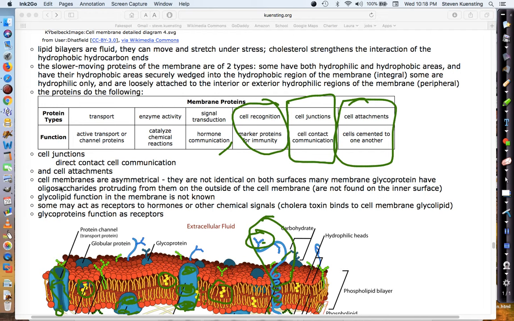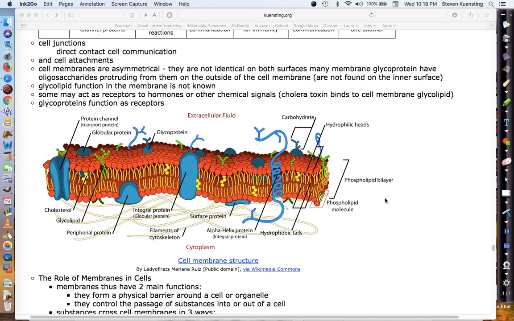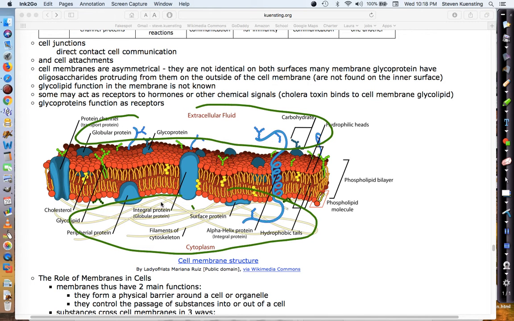So cell membranes are not symmetrical. Here, let's scroll this up a little bit so you can see this. The two sides of the membrane are not identical. This is the outside, and this is the inside. The inside has cytoskeletal proteins attached to some of these integral proteins for strength. The outside has all of these goofy carbohydrate chains attached to the proteins to act as receptors for signals or for cellular identification.